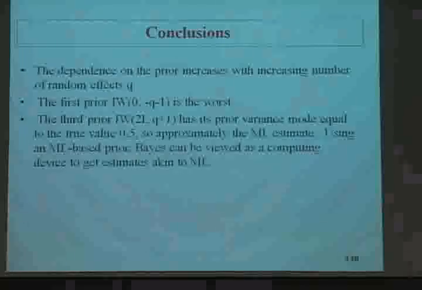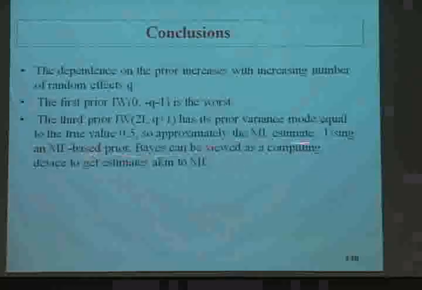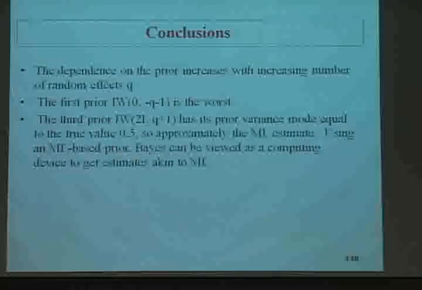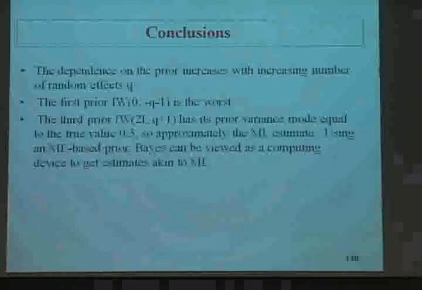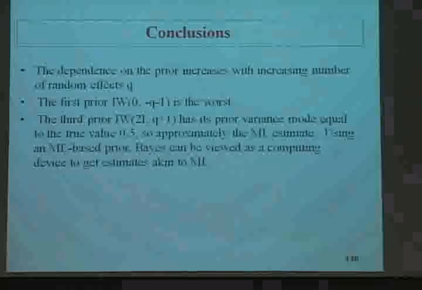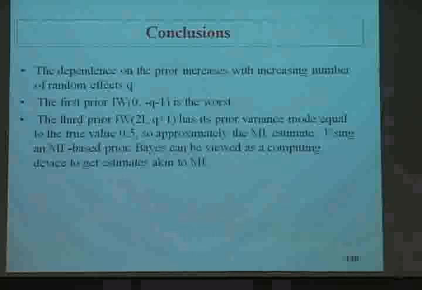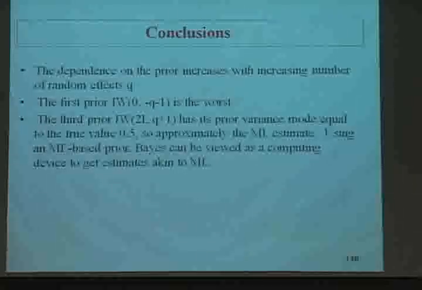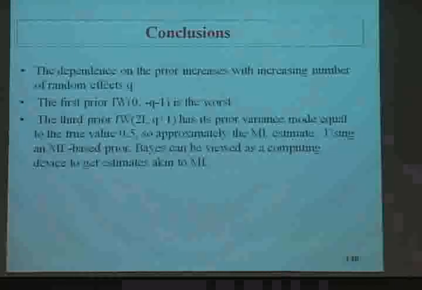This is what is sometimes referred to in the literature as ML-based priors. You run an ML analysis, you get certain estimates, and when you set up your priors, you choose an informative or weakly informative prior that's fairly wide, but has a mode around the value that the ML analysis gave you.